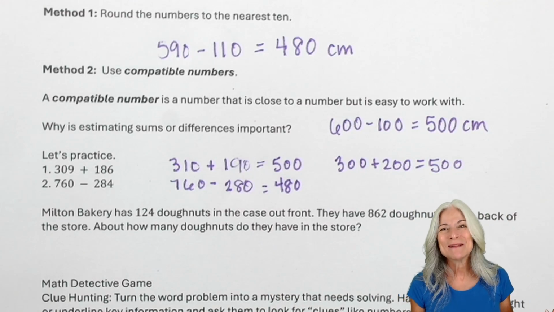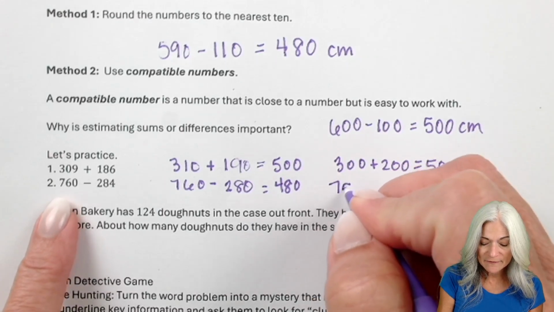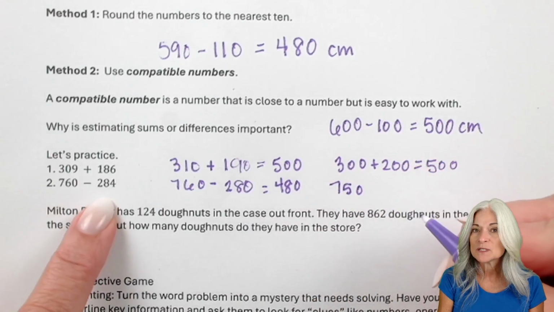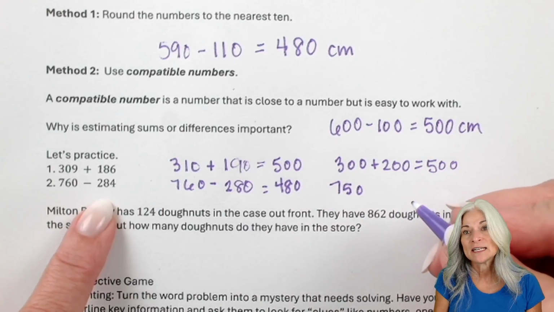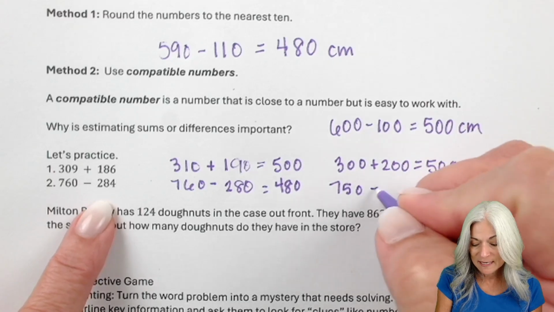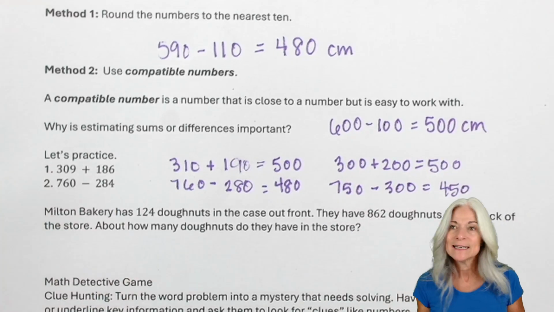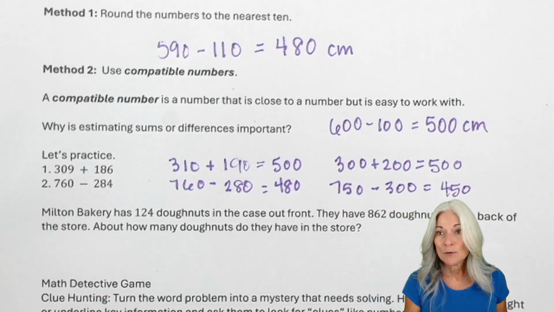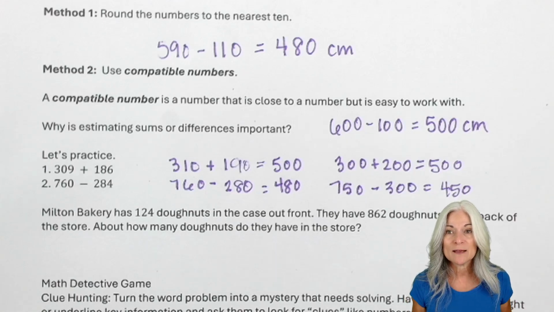Okay, so maybe they choose to use compatible numbers. And I say, well, this is close to 750. This one's pretty close to 270 or 300. So maybe 750 minus 300 and we get 450. So again, the important thing is for them to be able to explain why they're using the numbers they're using.